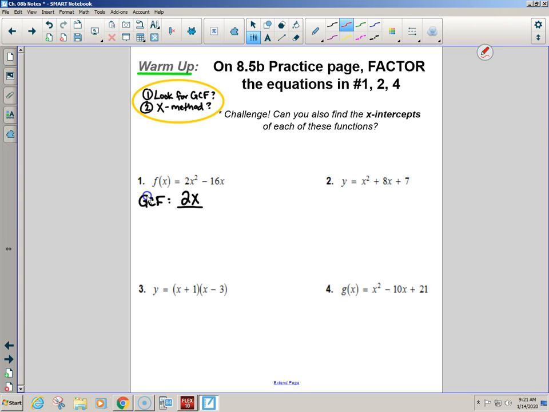Do you guys remember that in factored form, what we're trying to do is make a function look like number 3. How is number 3 different than number 2 and 4? Andrew, help Max out. He's struggling today. Give him a quick help. How is number 3 different than 2 and 4?